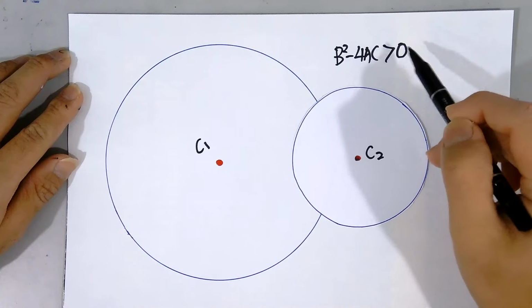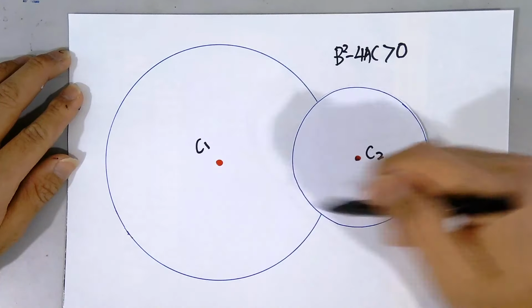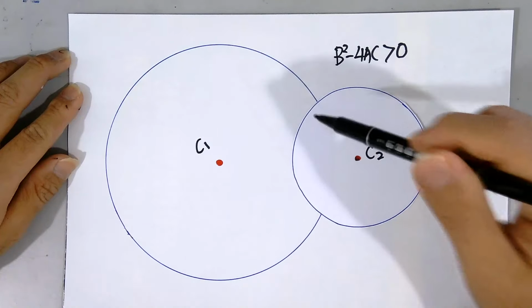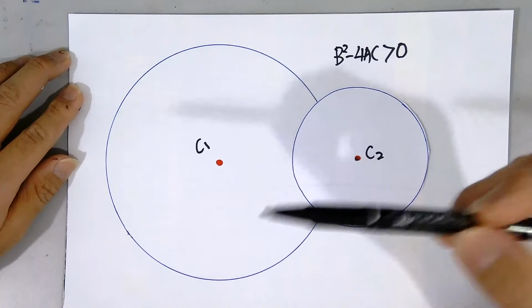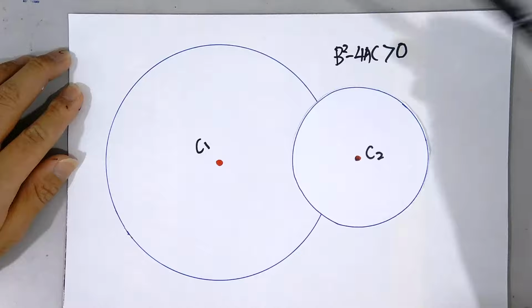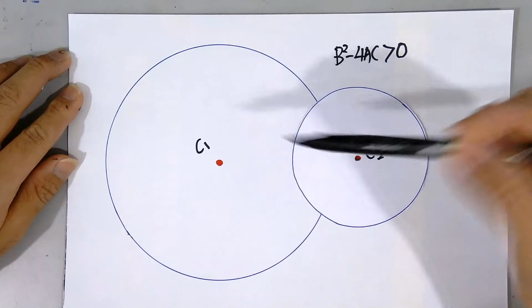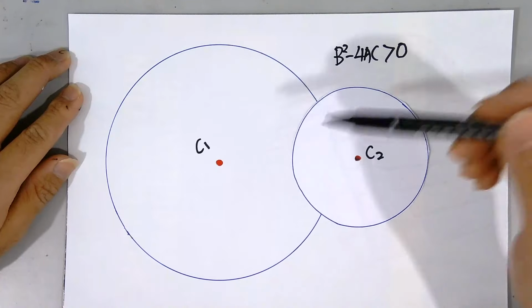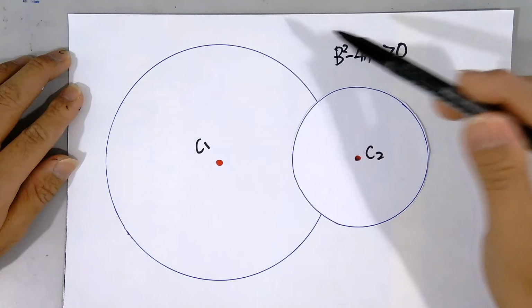What is the meaning of more than 0 here? It means they have two different real roots. When you solve the simultaneous equations of the two circles, you definitely will get a quadratic. Do you know why? Because two circles can intersect at most at 2 points. They can't intersect at 3 points, no matter what you do. So that's why you have a quadratic.